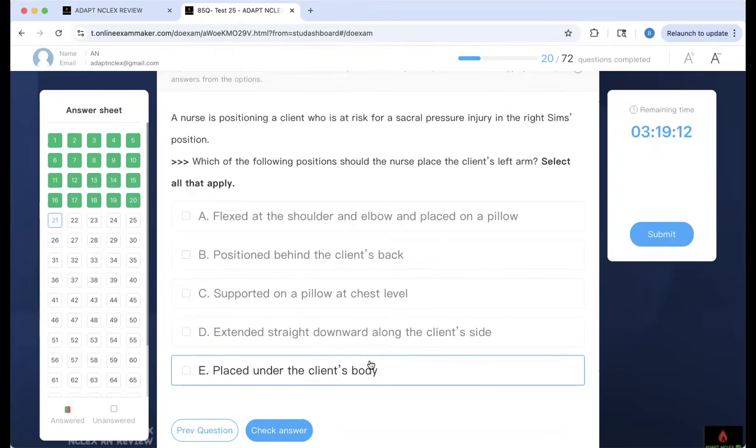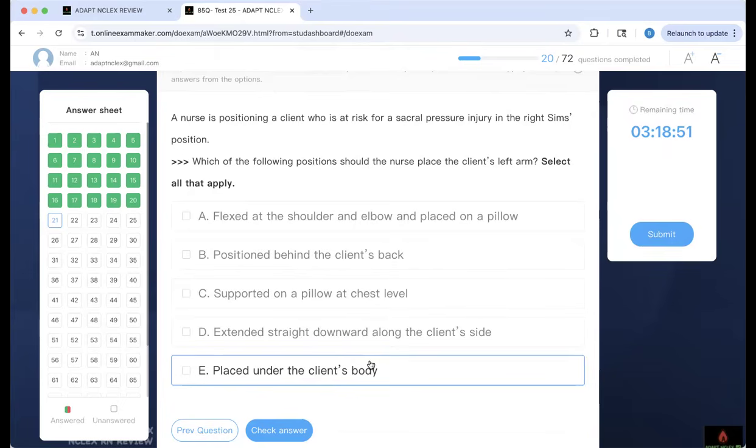Flex at the shoulder and elbow and place it on the pillow. Position behind the client's head. Support on the pillow at chest level. Extend straight downward along the client's sides. Place under the client's body. Very, very important positioning that will provide safety to the patient. You pick your answer.